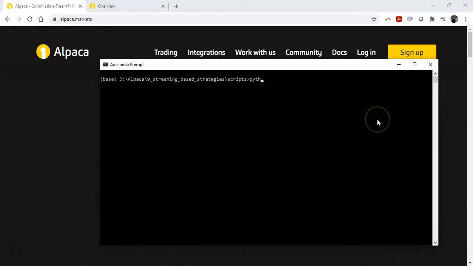So let me give you an example of what you can expect from this course. Right now I'm running a code that will scan the market. It will then identify the top movers and accordingly place trades. Let me run this code and show you a demo of what you can expect to build if you enroll into my course.